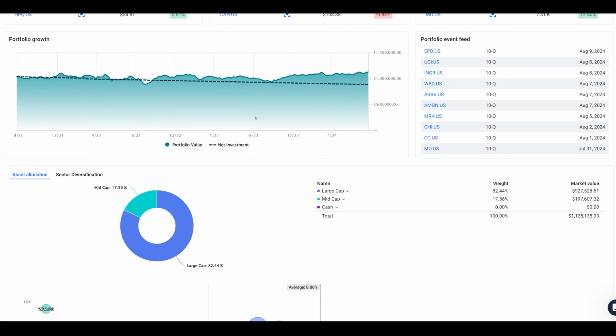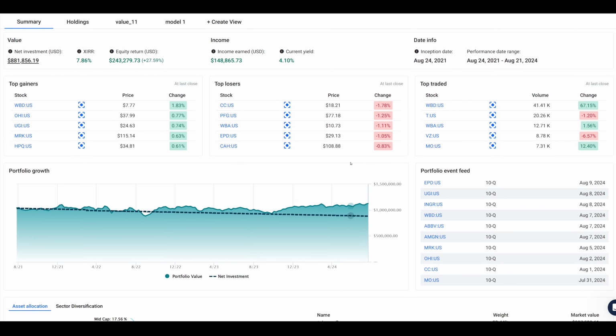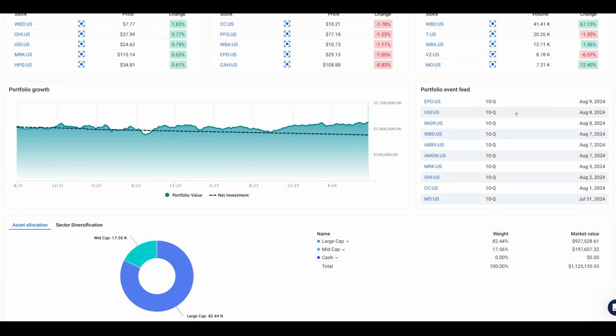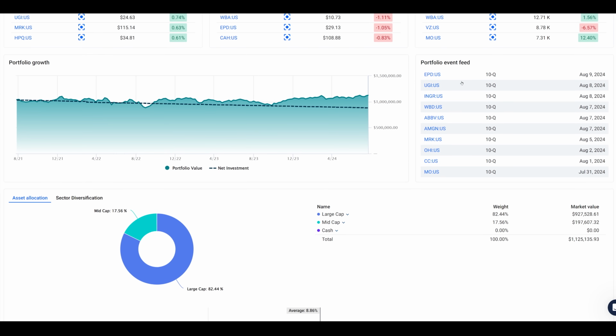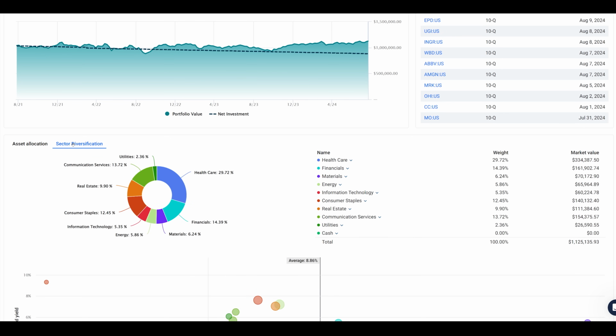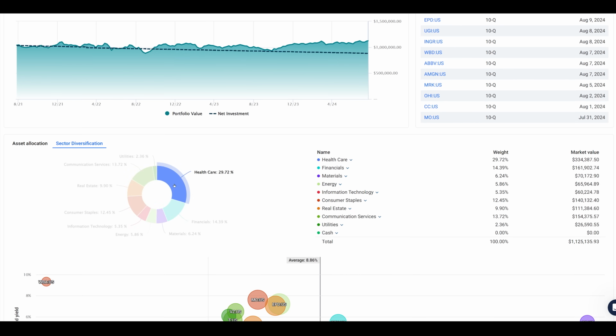Now, we can also look at a graphic of how the portfolios performed. This is just gainers yesterday, losers yesterday. These were the top traded stocks. These were any 10Ks or 10Qs or annual reports, any filings that were listed on companies of this portfolio. Down here, you can look at the portfolio in terms of it's 82% large cap, 17% mid cap, but I can click the diversification here, and this gives you all the different subsectors and sectors that the stocks are invested in.